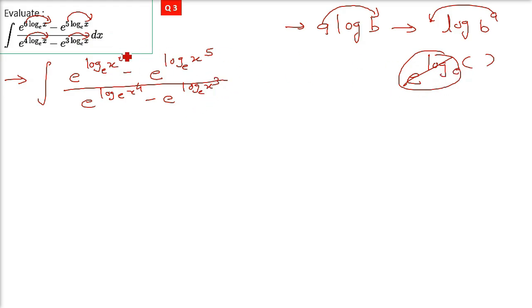Now I already told you that e raised log e will be 1. So only x raised 6 remains.